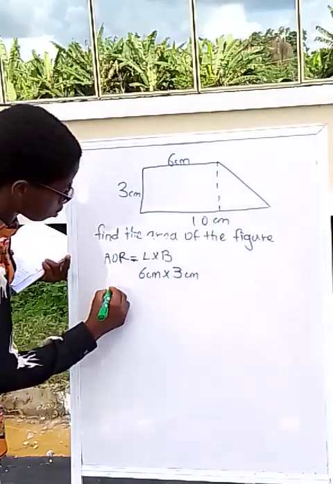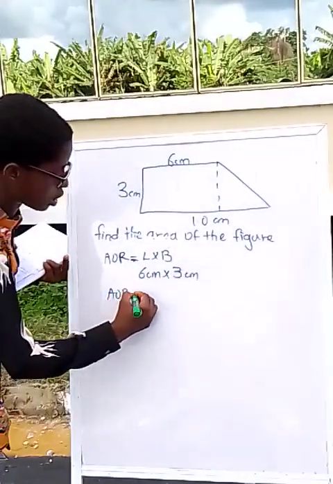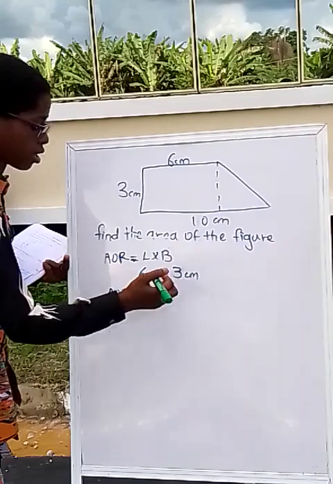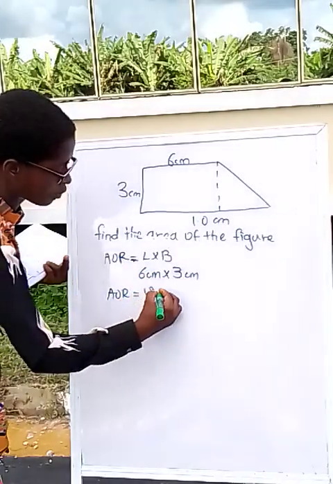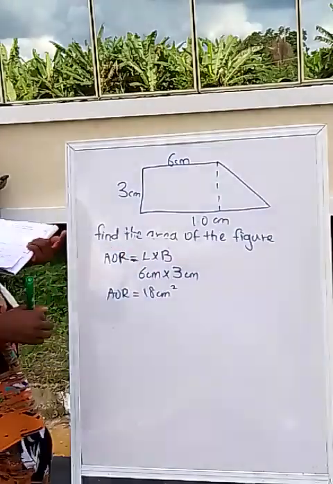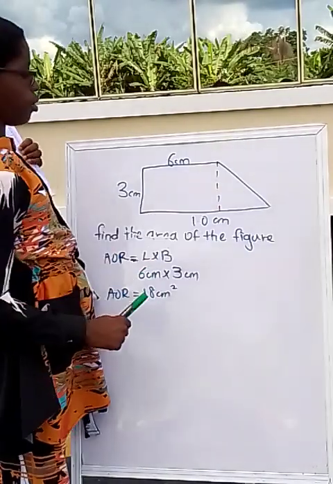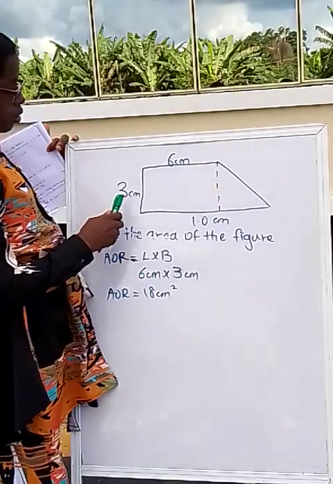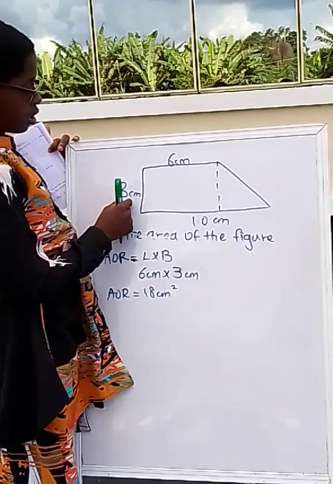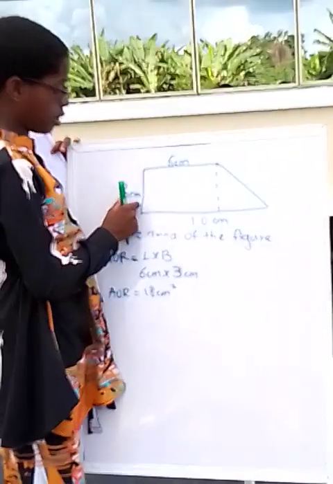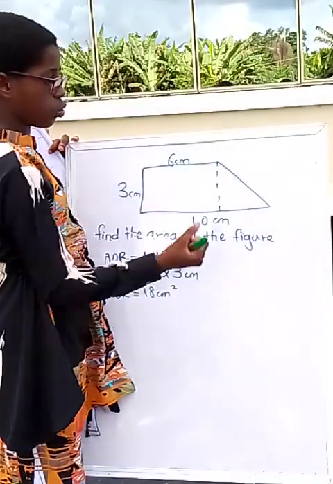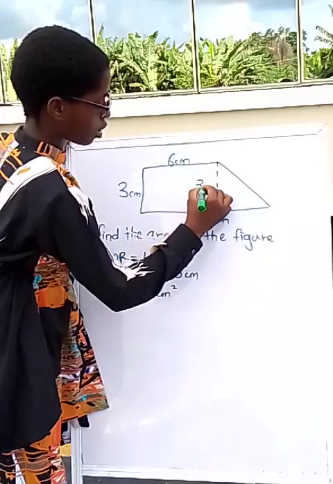So our area of the rectangle is equal to 6 centimeter times 3 centimeter, which is 18 centimeter square. Now we've gotten the area of the rectangle. Now let's get the area of the triangle. Since the breadth is 3 centimeter here, that means this place is also 3 centimeter. So you have 3 centimeter.